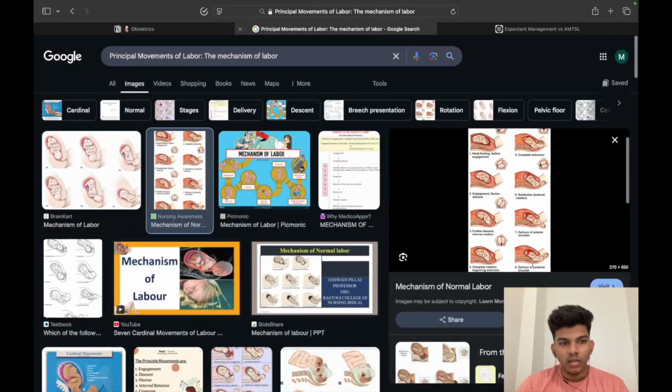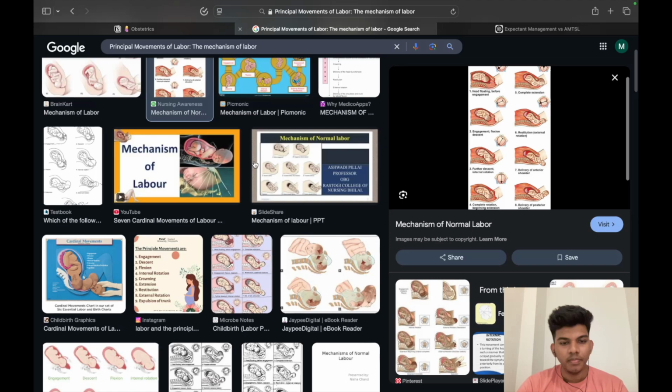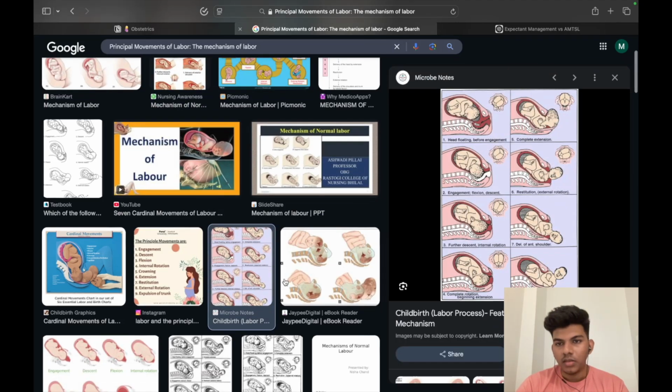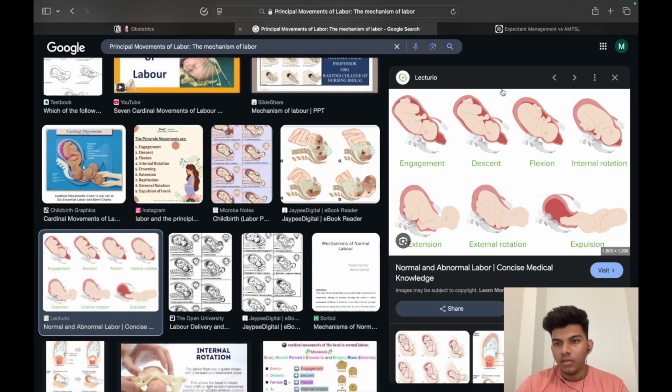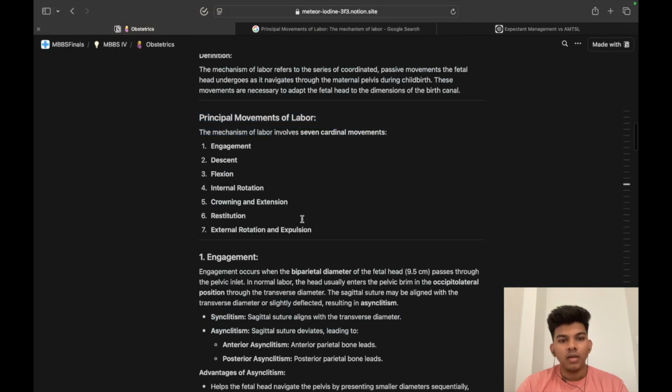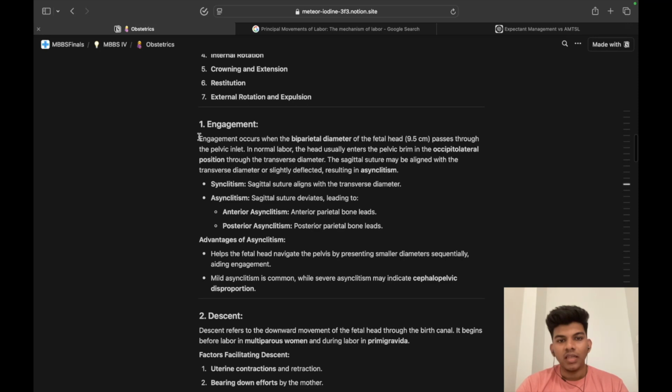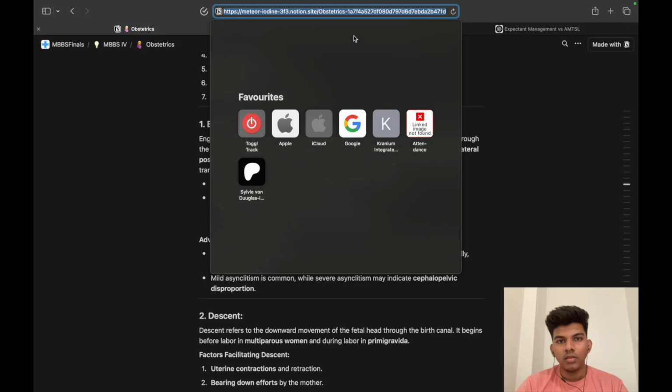These are the pictures which give an overview of the mechanism. There are a lot of pictures like this on Google, so you might find it helpful to take a look. Coming to the first one, engagement. Engagement occurs when the biparietal diameter of the fetal head, which is 9.5 centimeters. So, biparietal diameter.